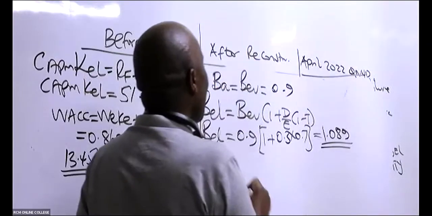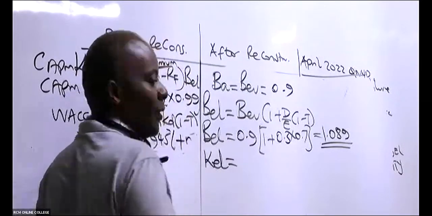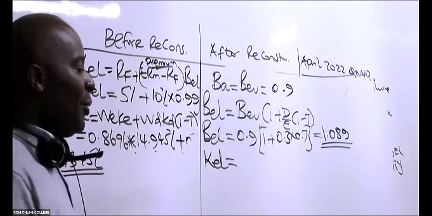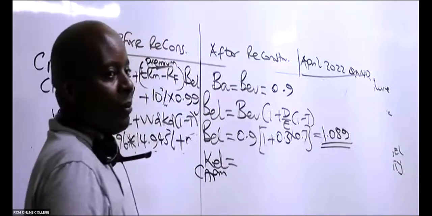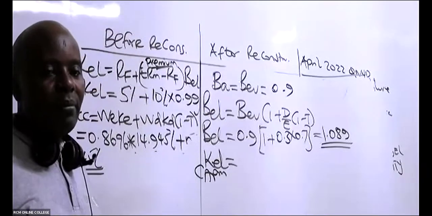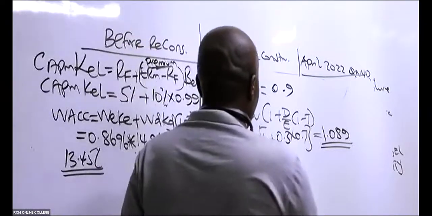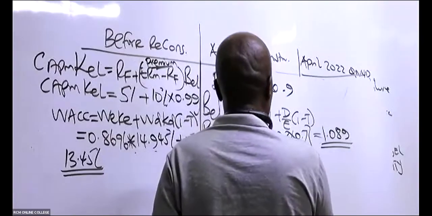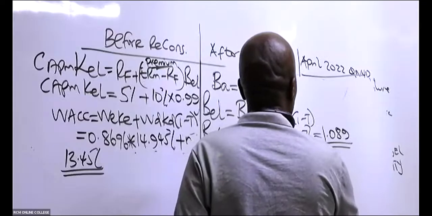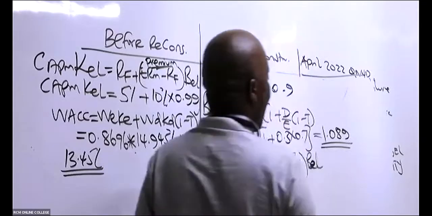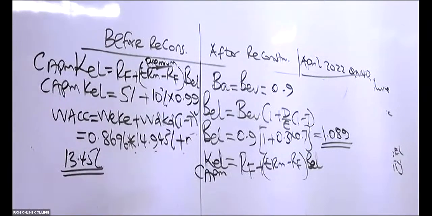Thank you so much. After getting BEL, I'm a very bright student. I know BEL will always give birth to KEL. So KEL, I'm using CAPM. When I hear CAPM, ladies and gentlemen, I know the CAPM formula: it is risk-free plus ERM minus risk-free multiplied by the BEL that you have just obtained there.